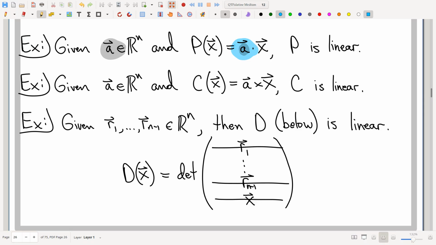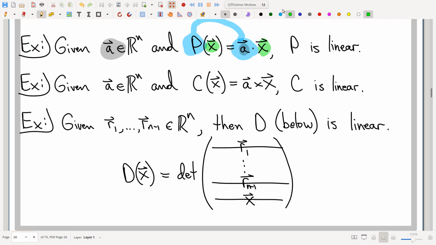A is fixed, right? It's not changing. I'm going to take that and I'm going to go dotting that with whatever vector you give me. I'm going to dot it with A, right? This action, what I am doing to this vector X, if you think about it, the act of doing something to an input to produce an output, that's what a function is. So the act of dotting with a fixed vector A is a function.